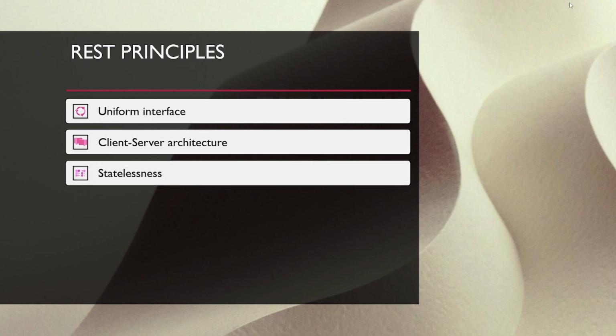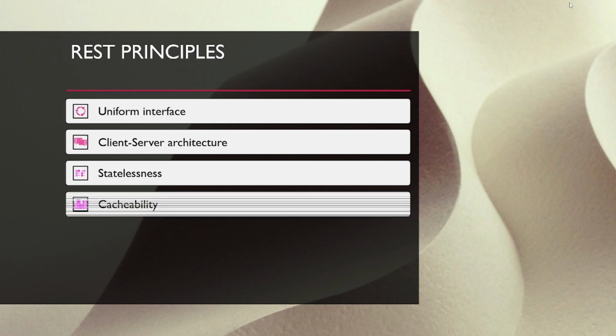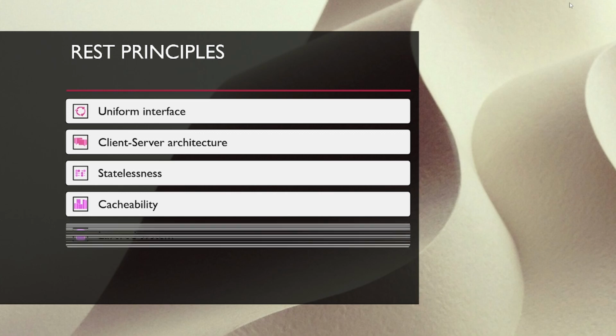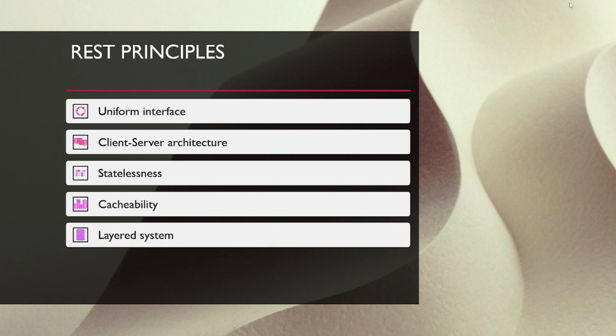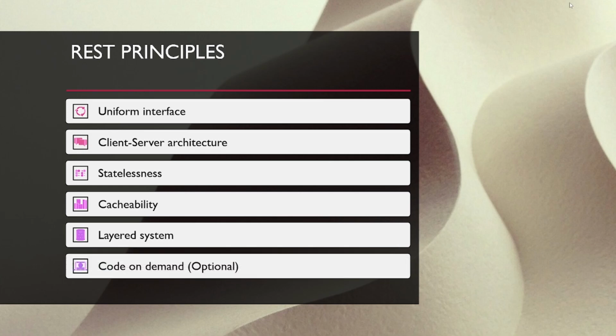Statelessness: the server does not have to remember the client state. Cacheability: a REST server can cache data and reuse it for other requests in the future. It follows a layered system, so that means there might be multiple intermediary layers between the client and the server. And last, but this is optional, is code on demand. REST APIs usually send static resources, but in certain cases, responses can also contain executable code.